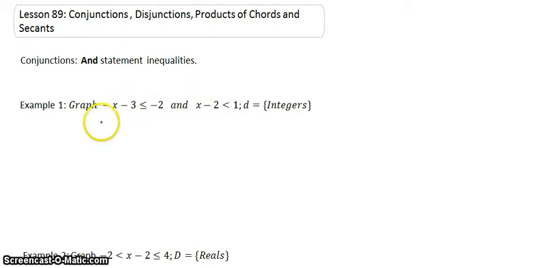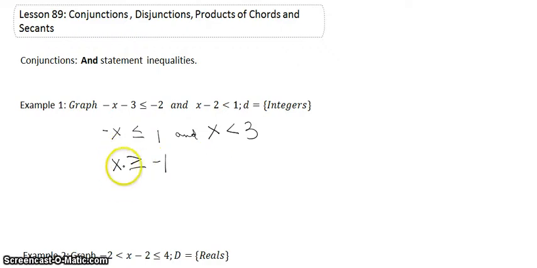So I would add the 3 here, so I'd have negative x is less than or equal to 1. And then I need to get rid of the negative 1 in front of the x, so I would multiply or divide by a negative 1, so that'd make that a positive x. Then it switches the sign, so it's greater than or equal to a negative 1. Okay, now we have the and in the middle. And then we'll solve the other inequality. We just need to add 2 to both sides, so x is less than 3.